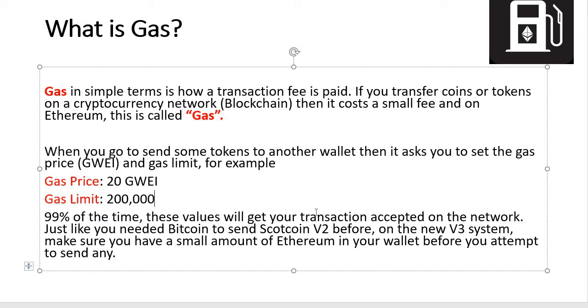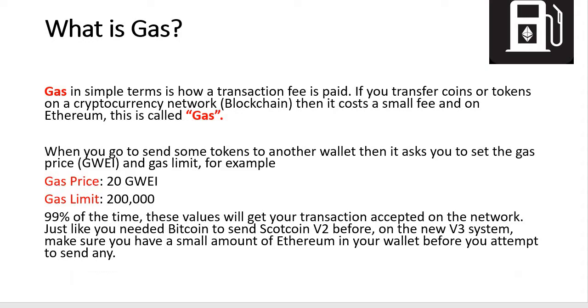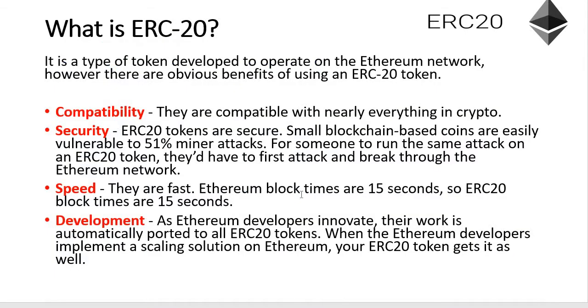Now, just like you needed Bitcoin on V2, the Scotcoin V2 before, you now need a small amount of Ethereum in your wallet to be able to send some money. Now, what is ERC20? It's just a type of token on the Ethereum network. It's basically got several benefits. Number one is compatibility. These tokens are compatible with nearly everything in cryptocurrency.